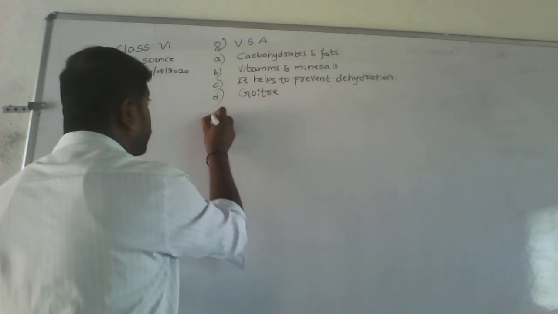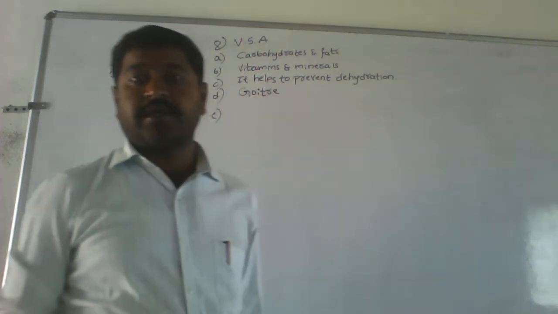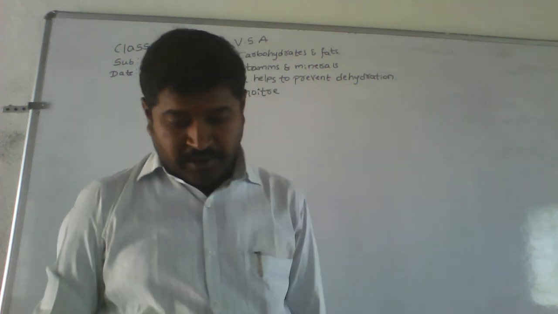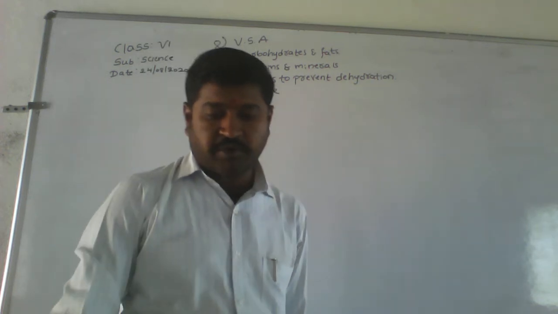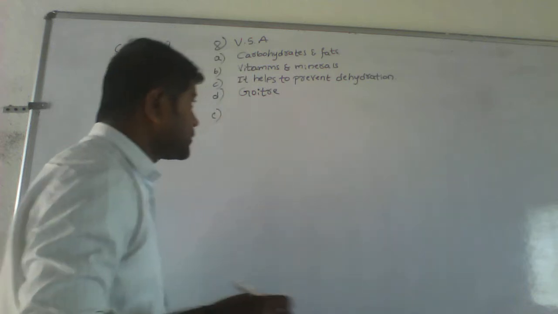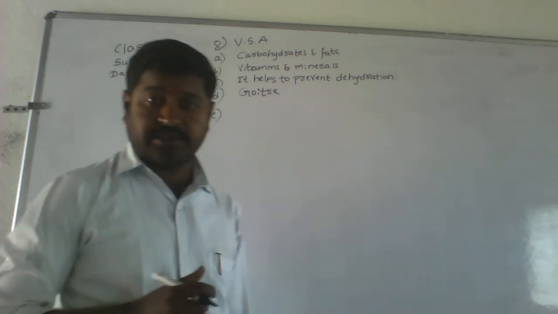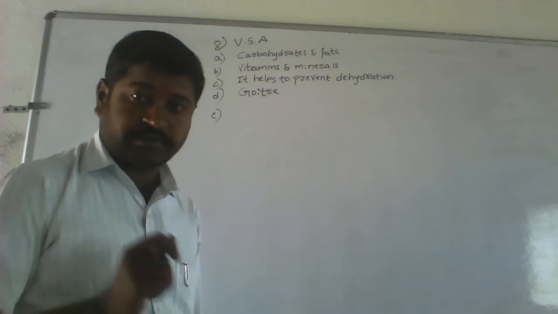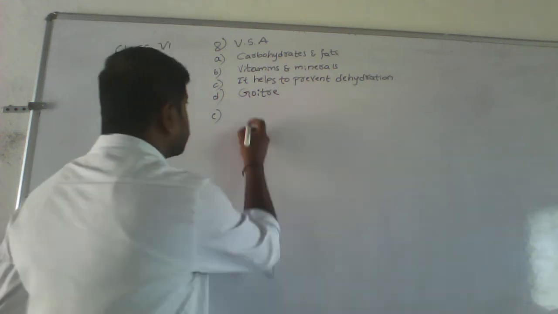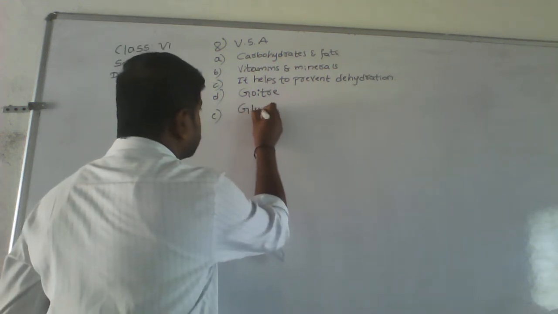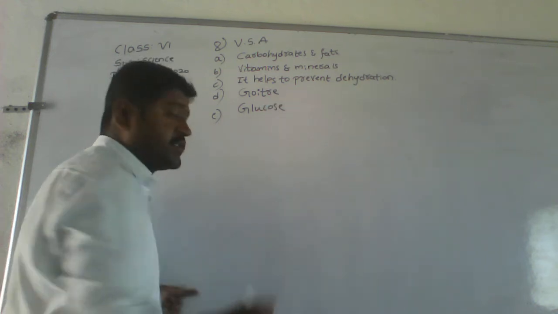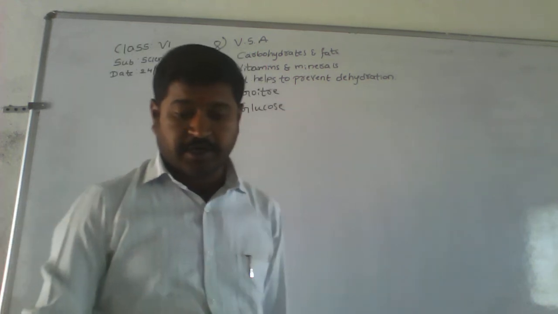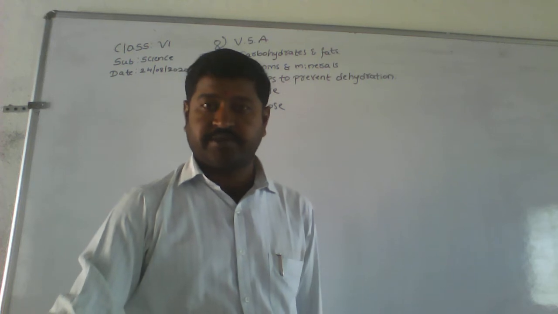Then the next E: which is the simplest carbohydrate? I think this was told at the initial part of this chapter. It is nothing but glucose. So that is the simplest carbohydrate that we find.